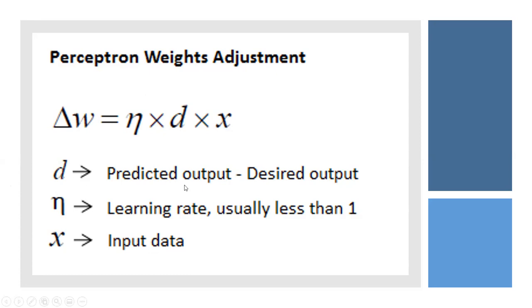Here d stands for desired output and n for learning rate, usually less than 1, and x is the input data. So don't think that for a node we are giving only one value; you can give an array of values for one node. That's why I told you input values can be given in multi-dimensional ways. Okay, so that is the weight adjustment in a single layer perceptron.